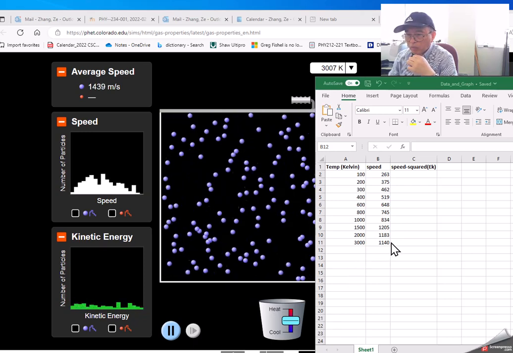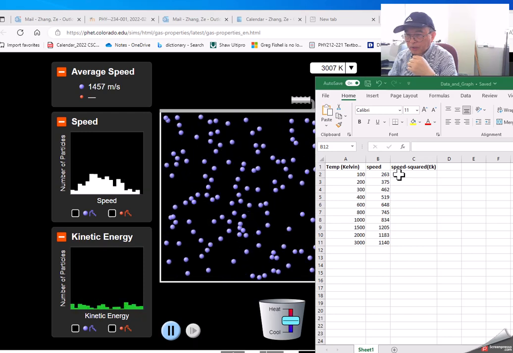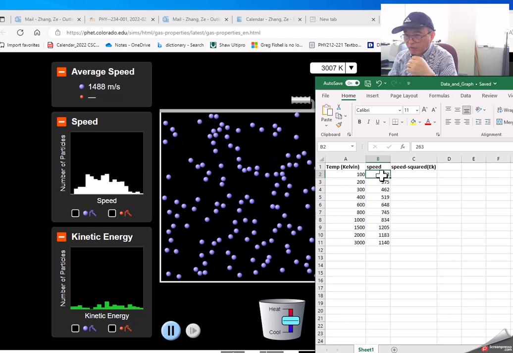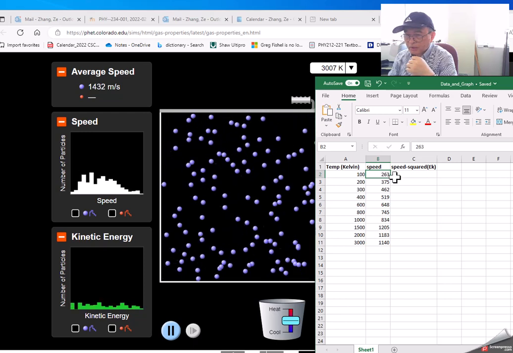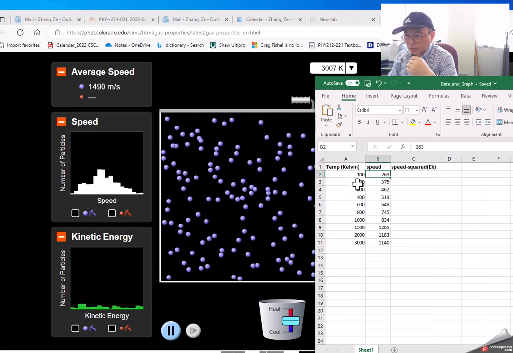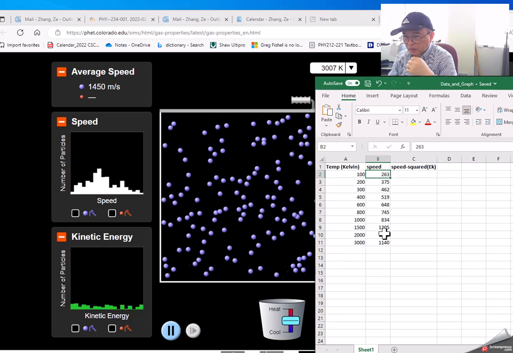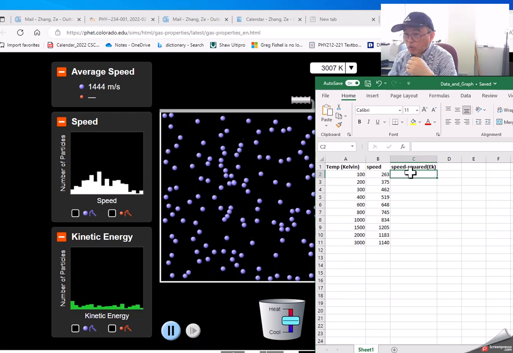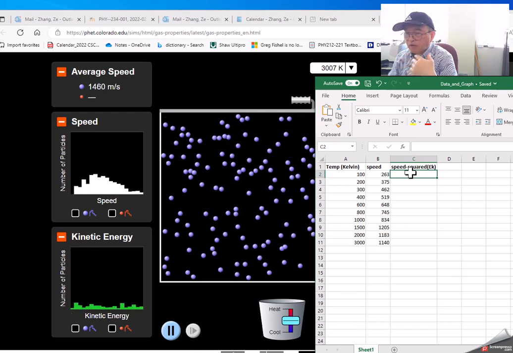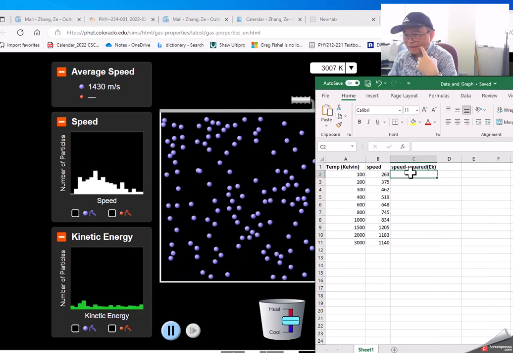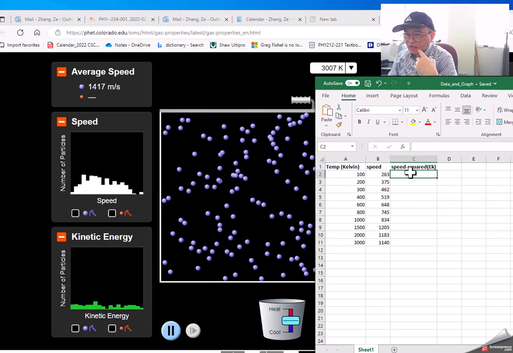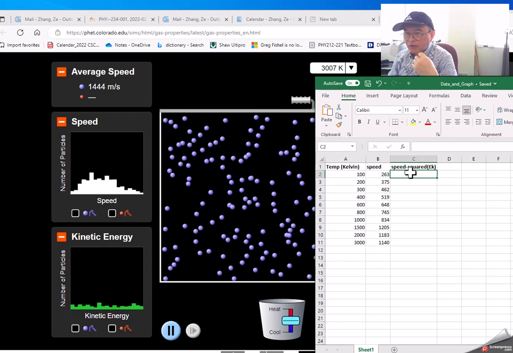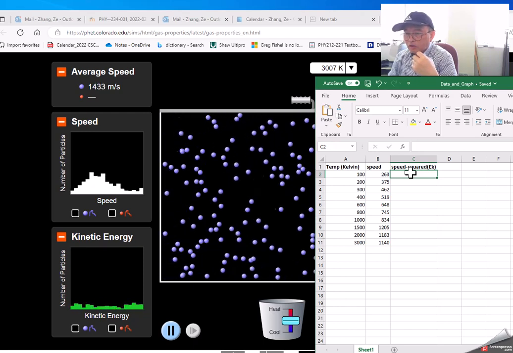Then we will insert another column because we want to study kinetic energy, which is actually the speed squared average. So then we will do this in Excel. We enter the temperature and we enter the speed, and then calculate the squares. Okay, that's actually proportional to kinetic energy apart from a factor. So we just do a quantitative study instead of a really mathematical study. We want to know how the trend is.